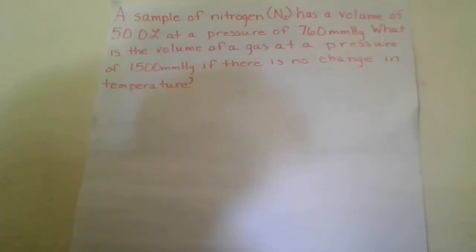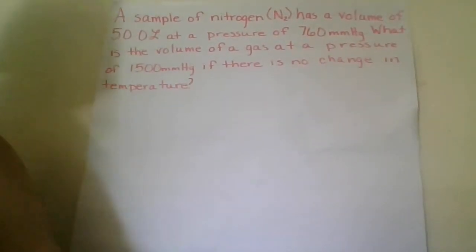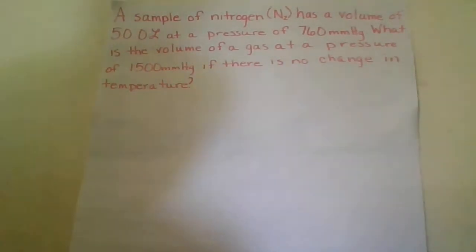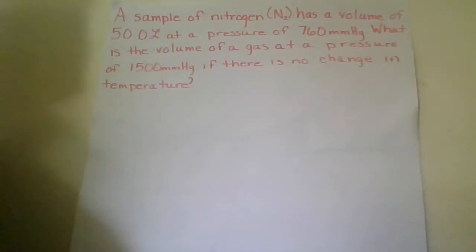Hello, everyone. We are going to be looking at gas laws today. You will notice here that we have our question already written out for us. A sample of nitrogen has a volume of 50 liters at a pressure of 760 millimeters of mercury. What is the volume of a gas at a pressure of 1500 millimeters of mercury if there is no change in temperature?